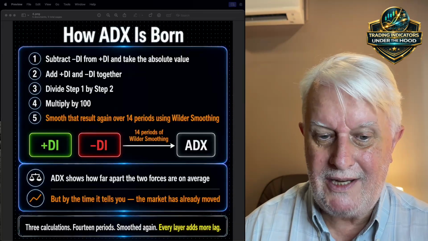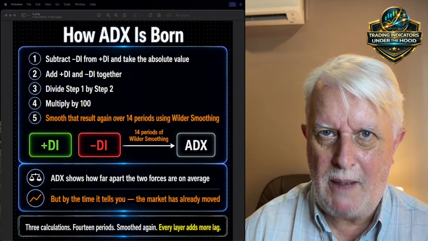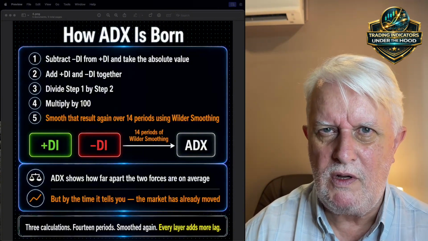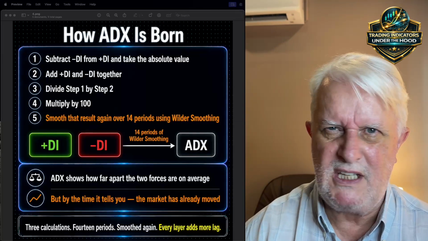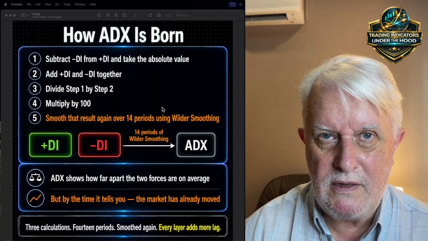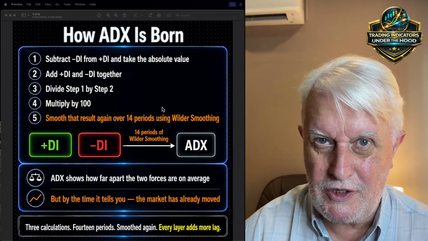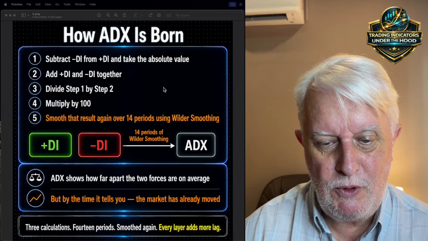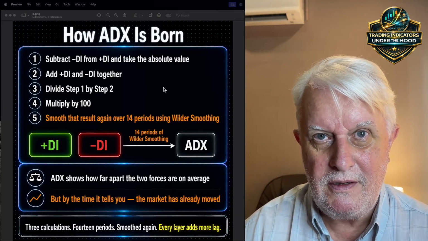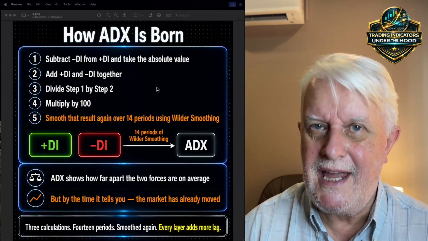ADX comes next. To get to ADX, step 1, subtract minus DI from plus DI and take the absolute value, which means if you subtract one from the other and you end up with a negative value, make it positive. If it's -4, make it 4. Step 2, add plus DI and minus DI together. Step 3, divide step 1 by step 2. Step 4, multiply by 100. Then you smooth that result again using 14 periods using the Wilder smoothing. So the Wilder smoothing is used twice. That then gives you the ADX line.